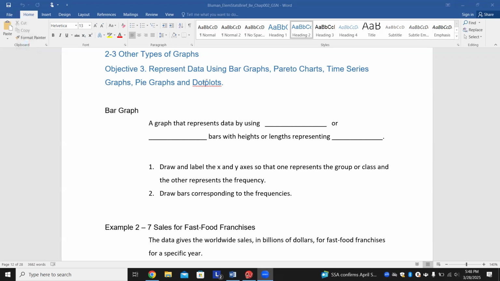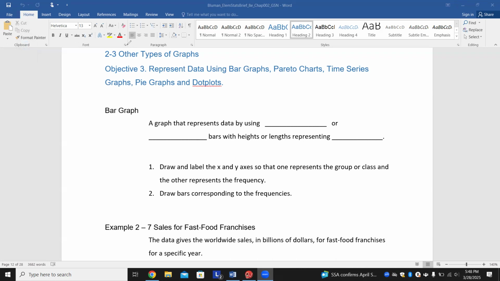Alright, in this video here, we'll be talking about the rest of Chapter 2. So this is Chapter 2, Part 2. We're going to be at 2.3, which is talking about other types of graphs. We have bar graphs, Pareto charts, time series graphs, pie graphs, and dot plots.